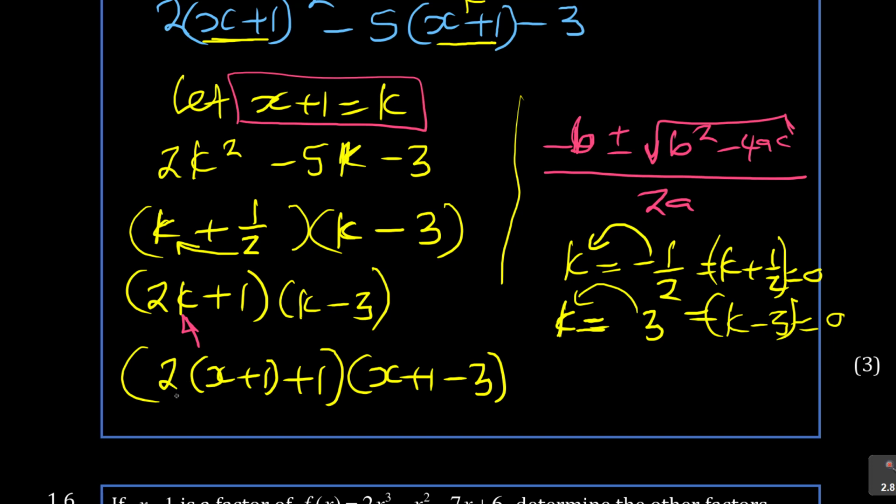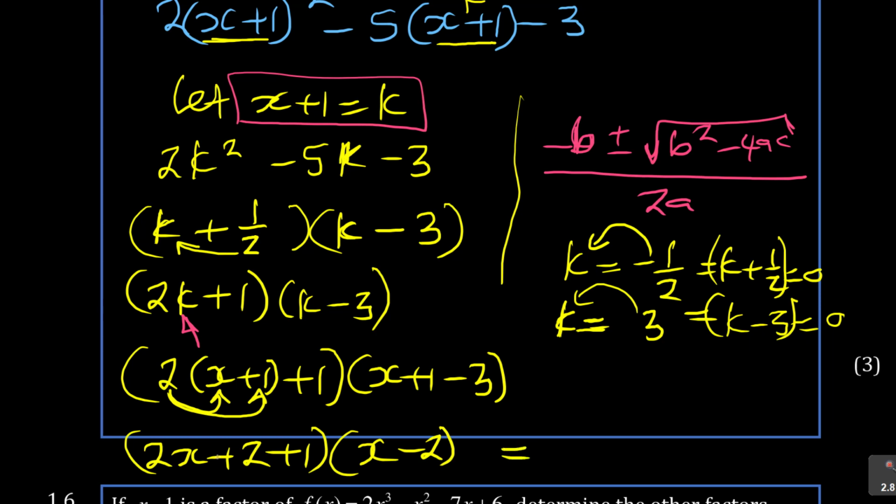Then after that, you have to distribute this 2, please. This 2 is affecting everything there. So it becomes 2x plus 2 plus 1, because that 2 is not affecting things there. And then after that, you have x, and 1 minus 3 is minus 2. Then the final answer is 2x plus 3, and x minus 2.